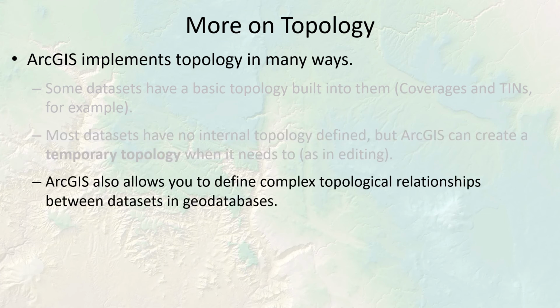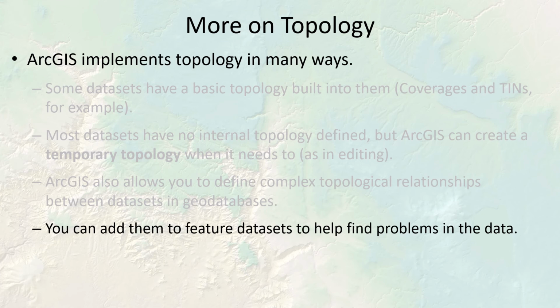Now, ArcGIS does allow you to define complex topological relationships between data sets, and you can add them to feature data sets to help find problems in the data like I described. These examples include polygons or polylines that almost but don't quite connect, like you're mapping out a trail system through the forest and you're digitizing individual segments. Well, you would like those segments to touch each other, right? Because the trail itself is continuous.